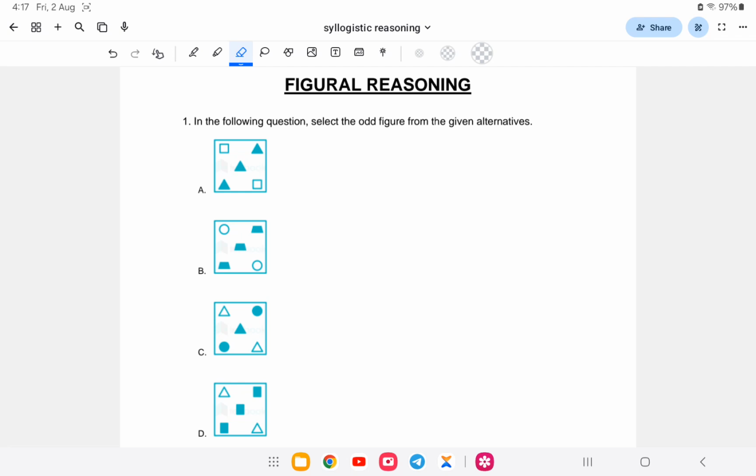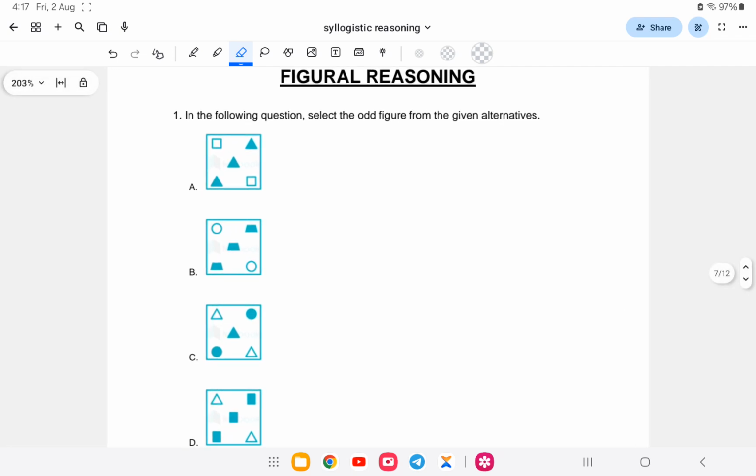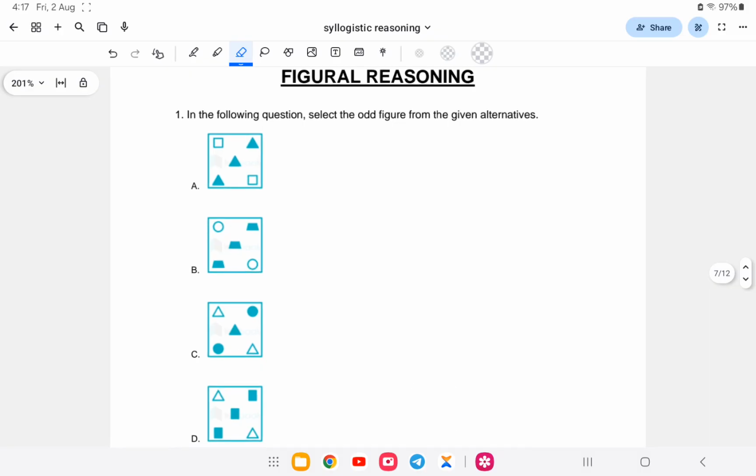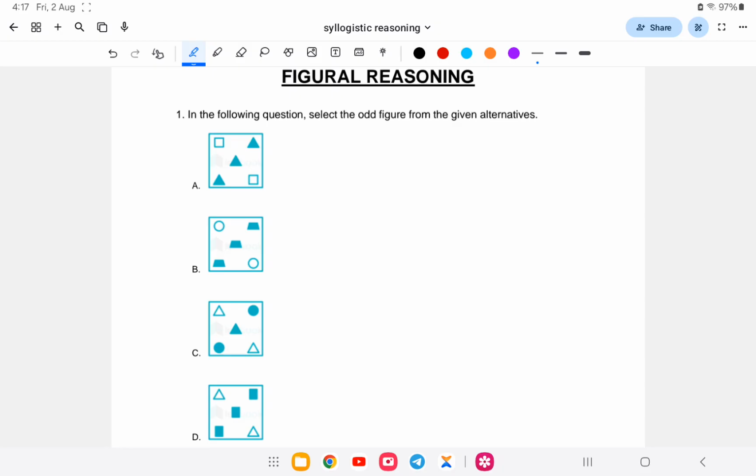So let us start with the class, that is figural reasoning. Figural reasoning means a picture is given, and from here you have to know which one is the odd one. So let us start with question number 1: in the following question, select the odd figure from the given alternatives.